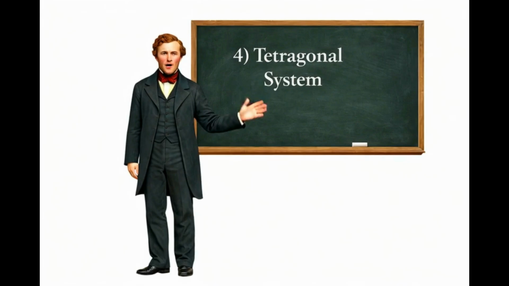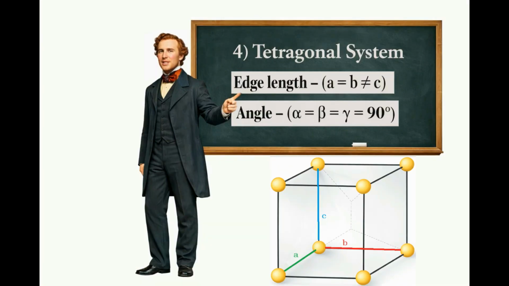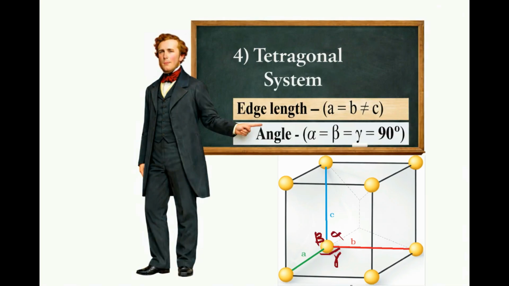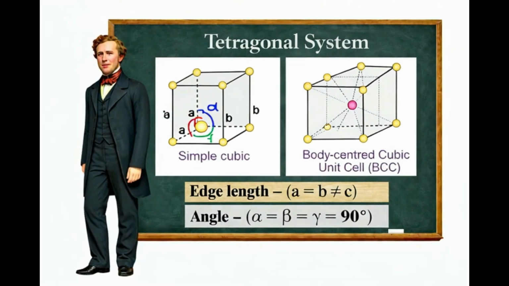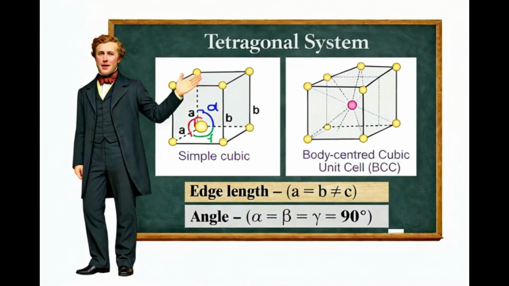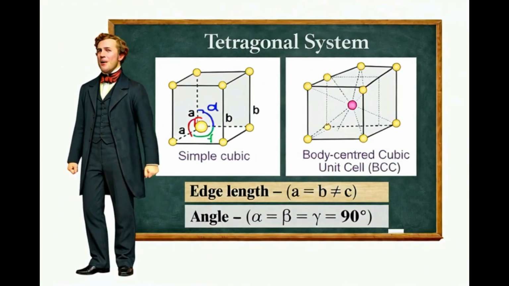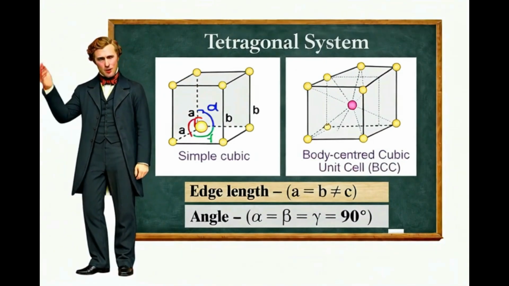4. Tetragonal system. In tetragonal system, edge length a is equal to b, and b is not equal to c, and angles alpha, beta, and gamma are all equal to 90 degrees. In tetragonal system, there are 2 unit cells possible. One is simple and another is body-centered unit cell.